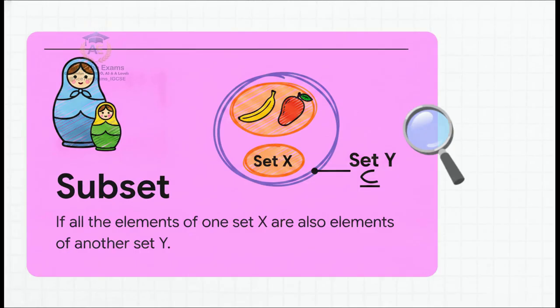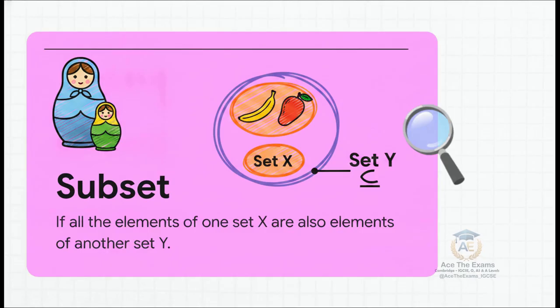Okay, let's talk about subsets. Think of subsets like a set of nesting dolls. If every single piece of evidence in your first group, let's call it set X, is also found perfectly inside your second, larger group, set Y, you have a subset. We denote this by using an elongated C shape with a solid line underneath it. If set Y is defined as all fruits, and set X is mangoes and bananas, then X is absolutely 100% a subset of Y.